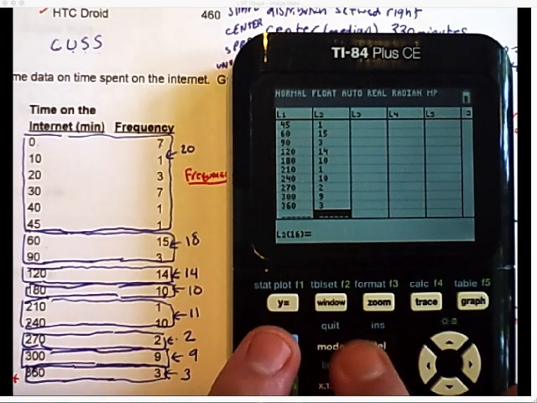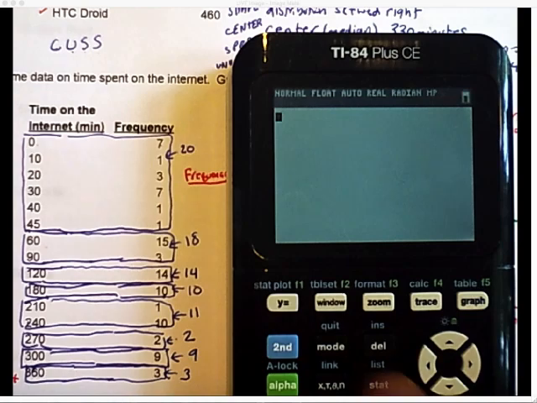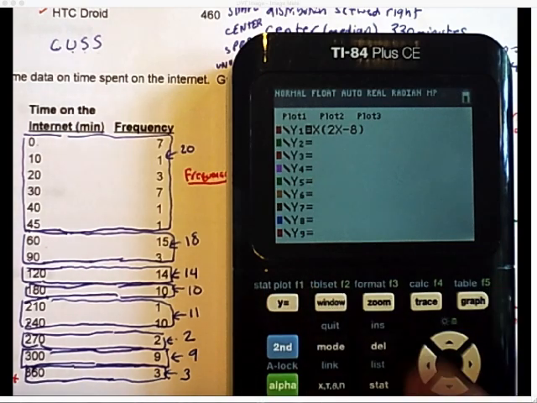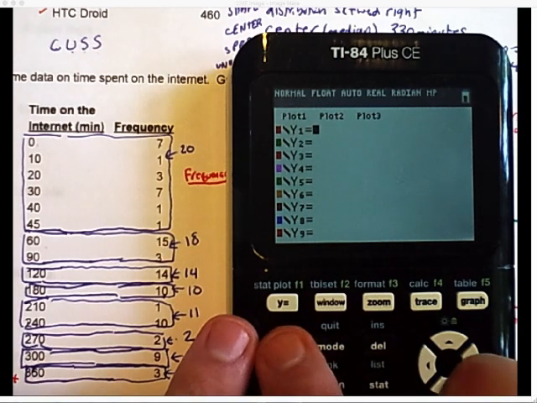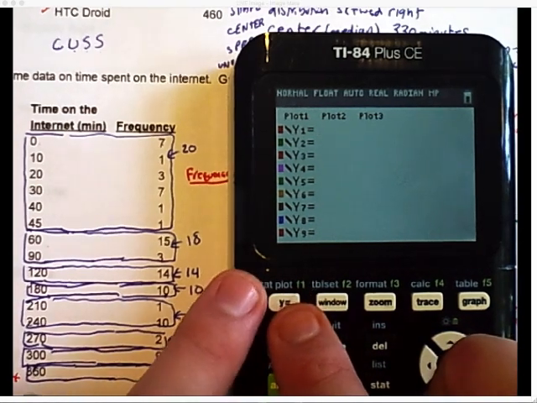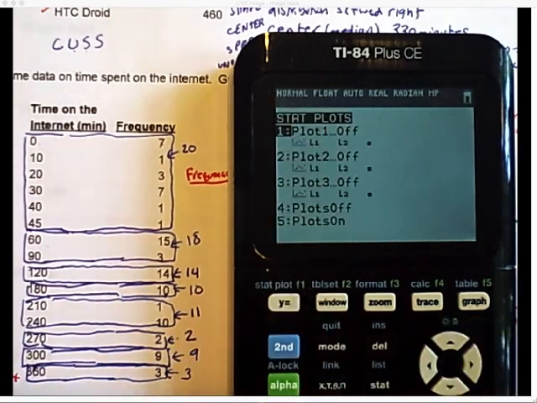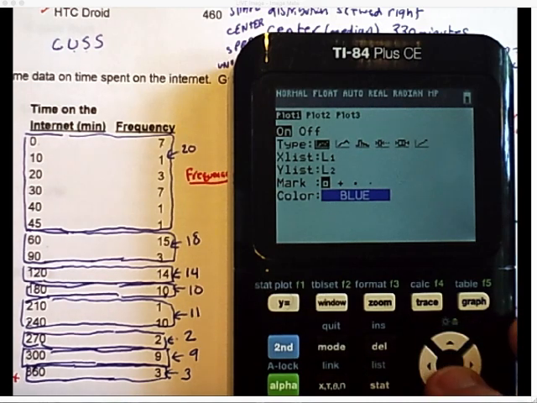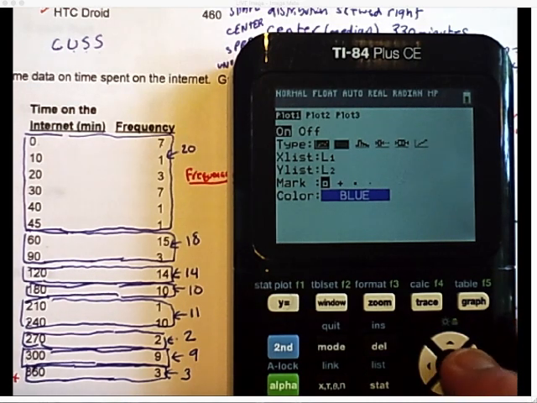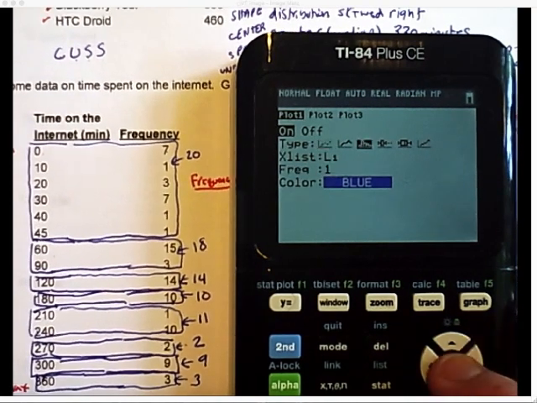Now, quit out of there. Hit y equals. If you have anything in your y functions, just clear them out. Now hit second, and then in blue it says stat plot. That means statistics plot. Go in there and go to number 1. Turn that statistics plot on, and we want to make a histogram, which is the third option. So go to the third option and hit enter.